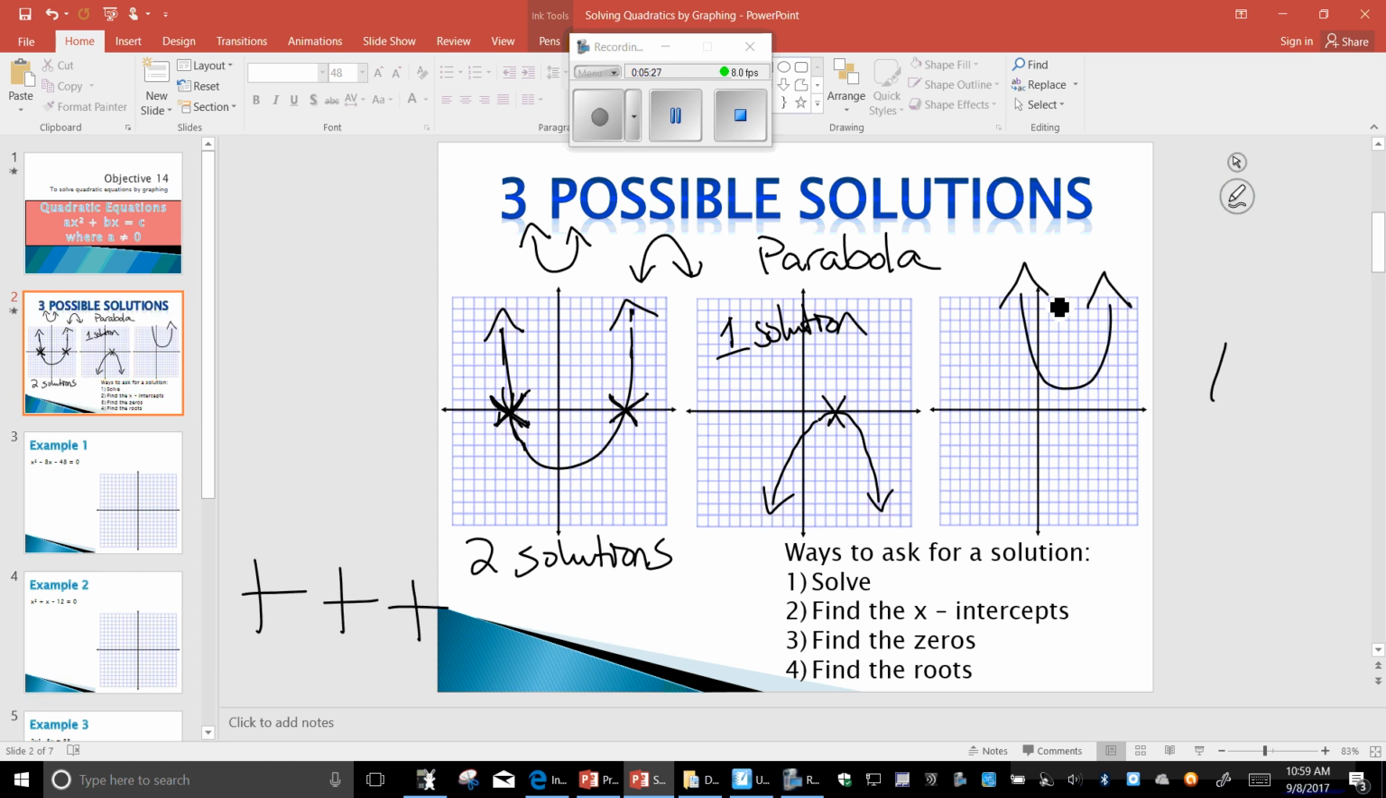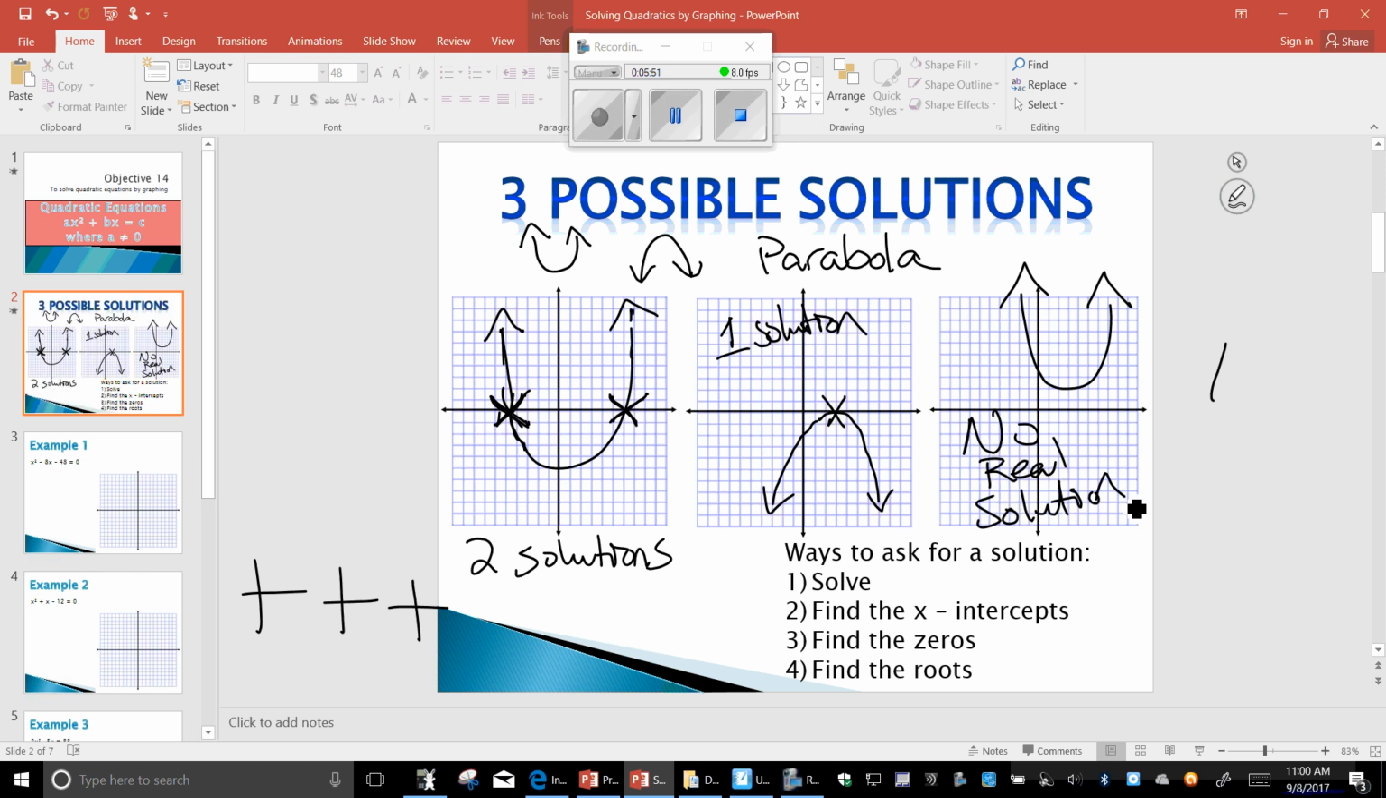And then finally, it might look something like this. So where are the solutions? The solutions are where it crosses the x-axis. So my question is, where is this third one crossing the x-axis? It's not. It's crossing the y-axis. It's not crossing the x-axis. So we would say this has no, and I'm going to add on here, real solution.